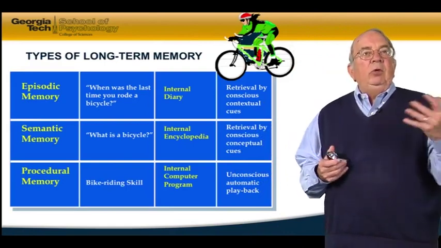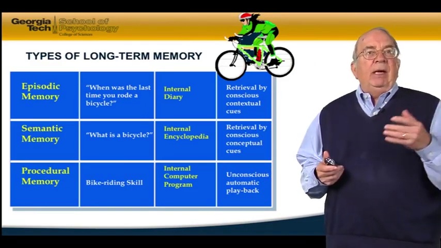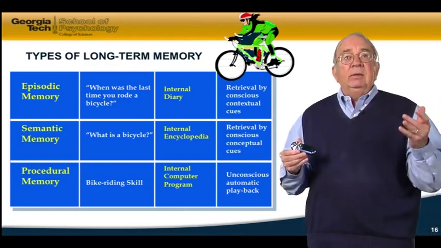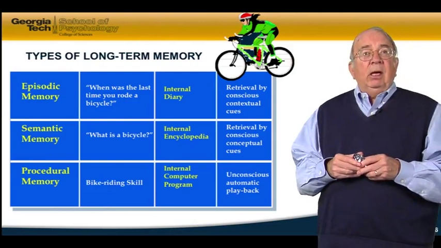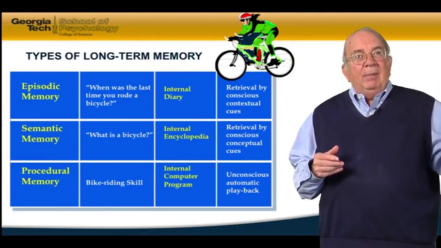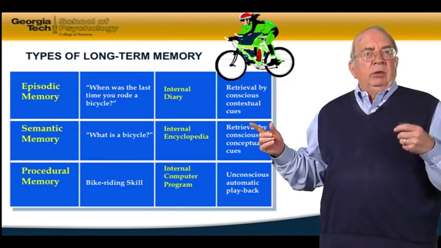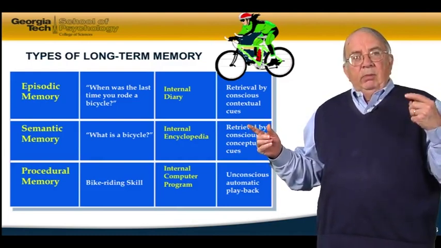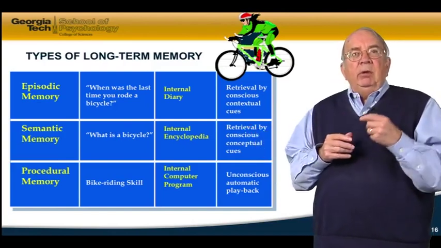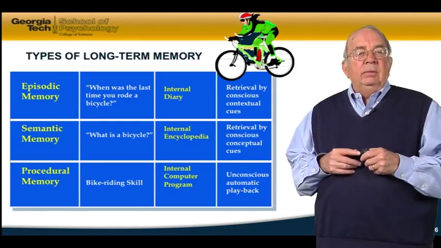Episodic memory is like reading out of your internal diary. It's remembering something that happened to you in the past. For example, I might say, when was the last time you rode a bicycle? Well, I went to the beach last year, and I went out riding with my grandkids on a bicycle I rented. It's asking something about an episode in my past. Retrieval is conscious, and it's based on contextual cues. To remember what was the last time I rode a bicycle, I've got to actually go back into my past and retrieve the context for which that event actually occurred.